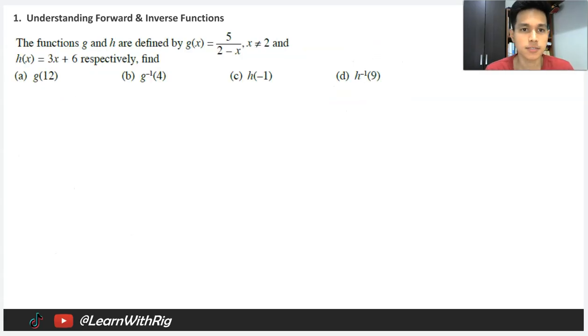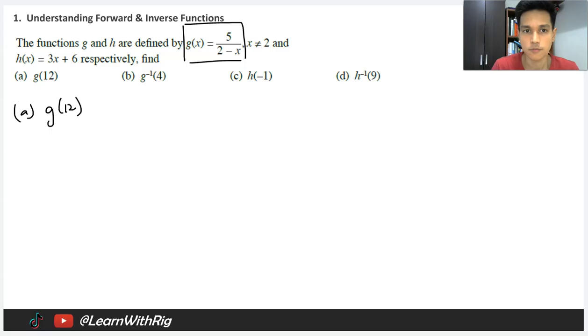Okay, alright, next. So the functions g and h are defined by g(x) equals 5 over (2 minus x) and h(x) equals 3x plus 6. Find A, g(12). So what is g(12)? They already gave you the function g(x), correct? So if you want to find g(12), that means the object is 12. So you just have to substitute 12 into the equation. So 5 over 2 minus 12. The x value becomes 12. So 5 over -10. So your answer is -1 over 2.